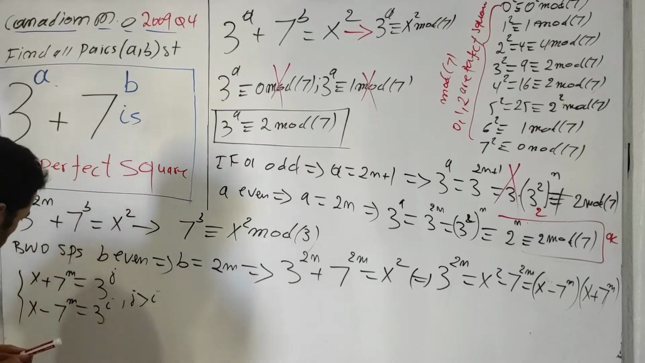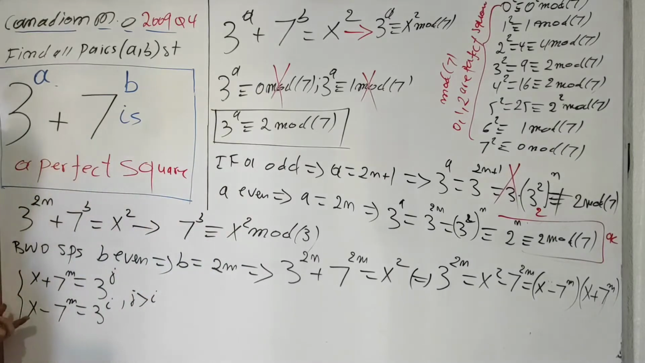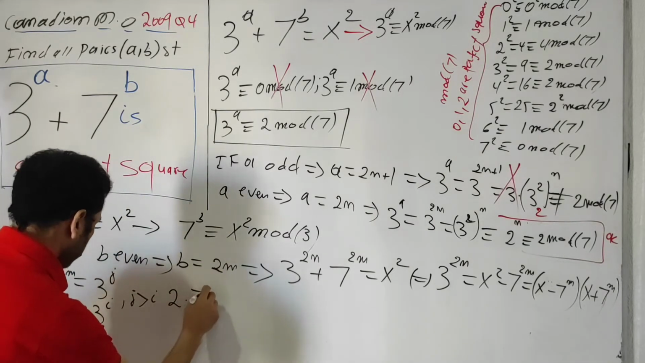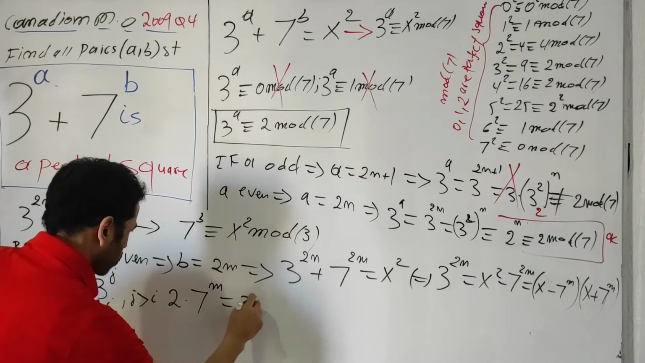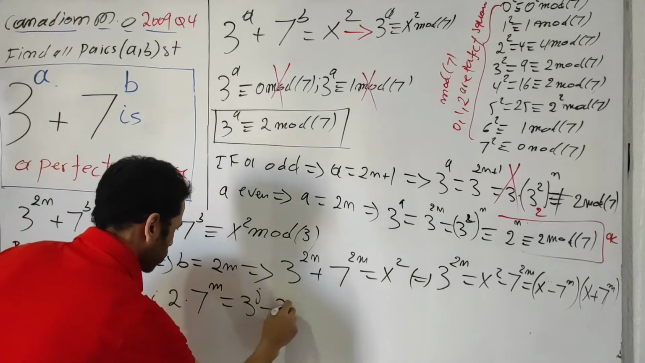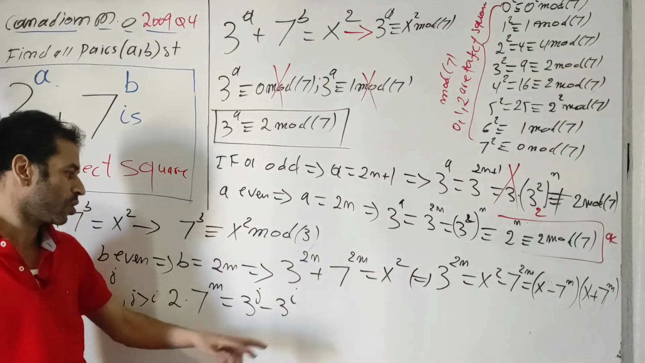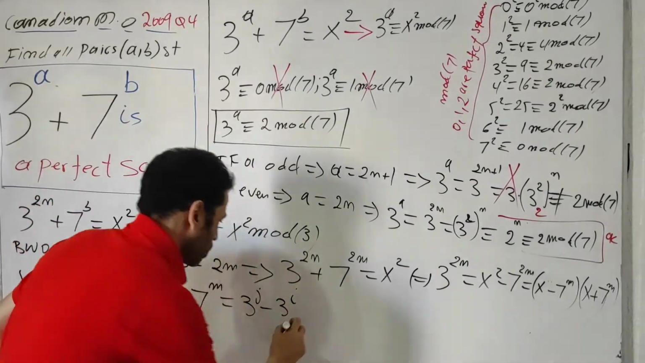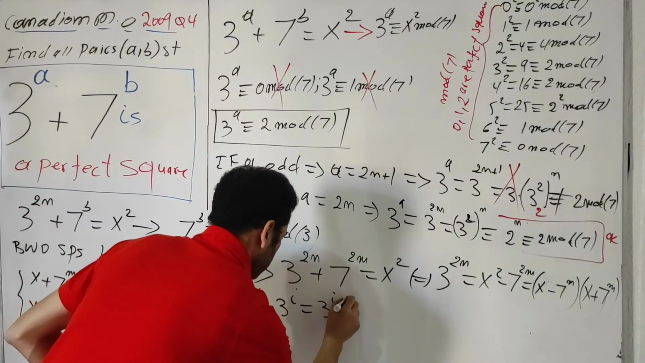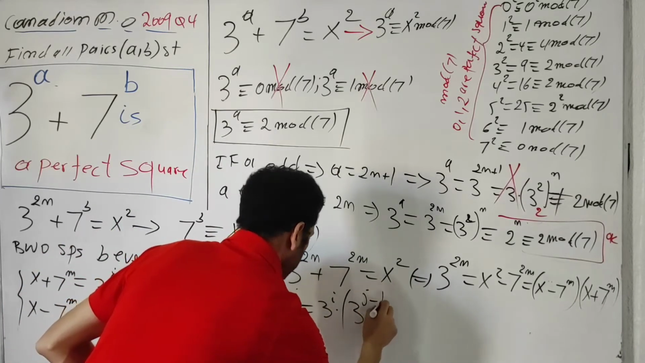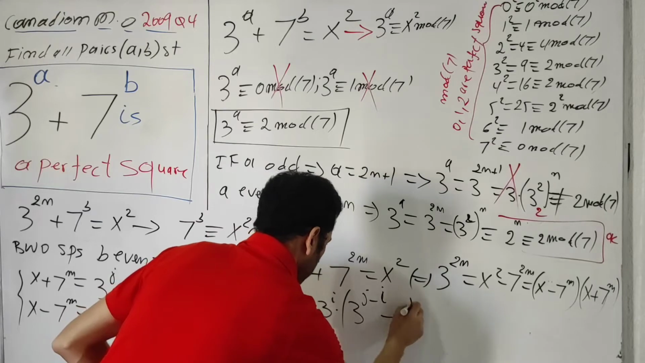So now I'm going to eliminate x from these equations by subtracting equation number 2 from equation number 1. I will get 2 times 7 to the m equals 3 to the j minus 3 to the i. Taking 3 to the i as a common factor, because i is smaller than j, we'll have 3 to the i times (3 to the j minus i, minus 1).